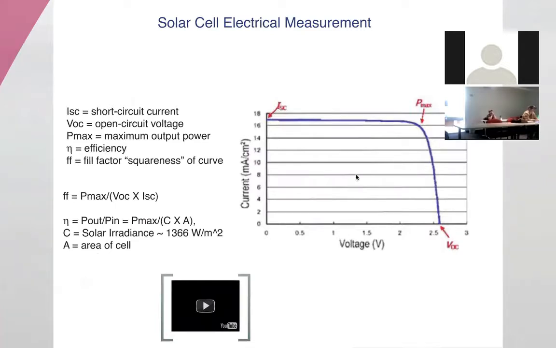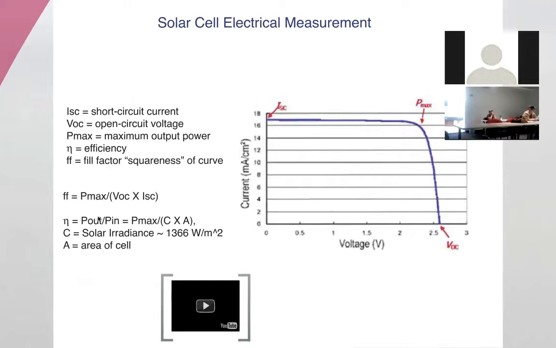It should be pretty simple. Basically, it's a bias of a voltage, and you measure the current. ISC is short circuit current, VOC is open circuit voltage, Pmax is the maximum power, and FF is the fill factor, the squareness of the curve. FF is Pmax over VOC times ISC. So all of this you know already.